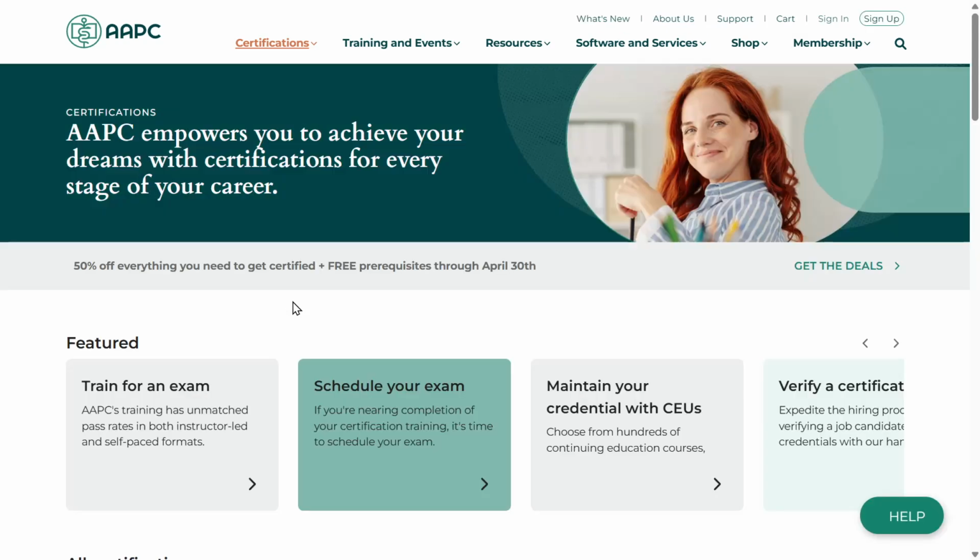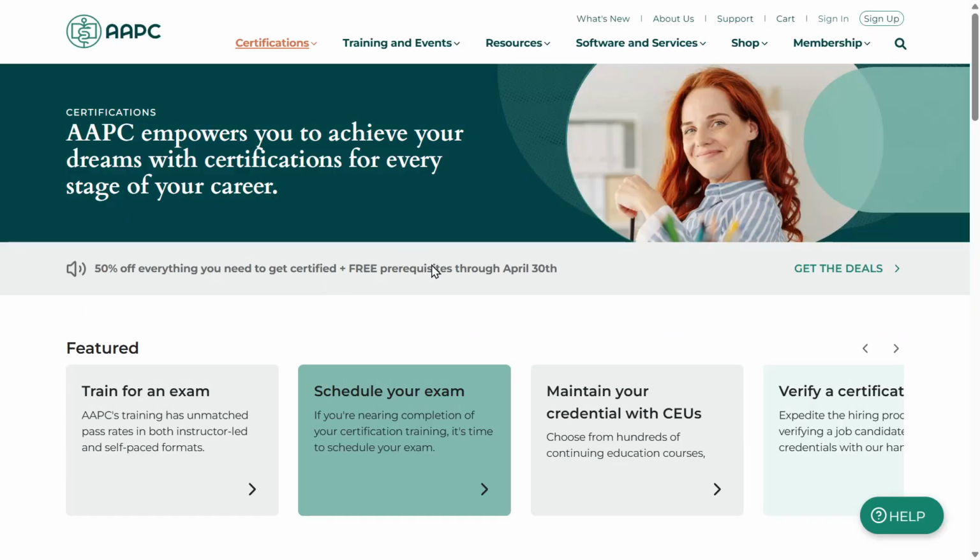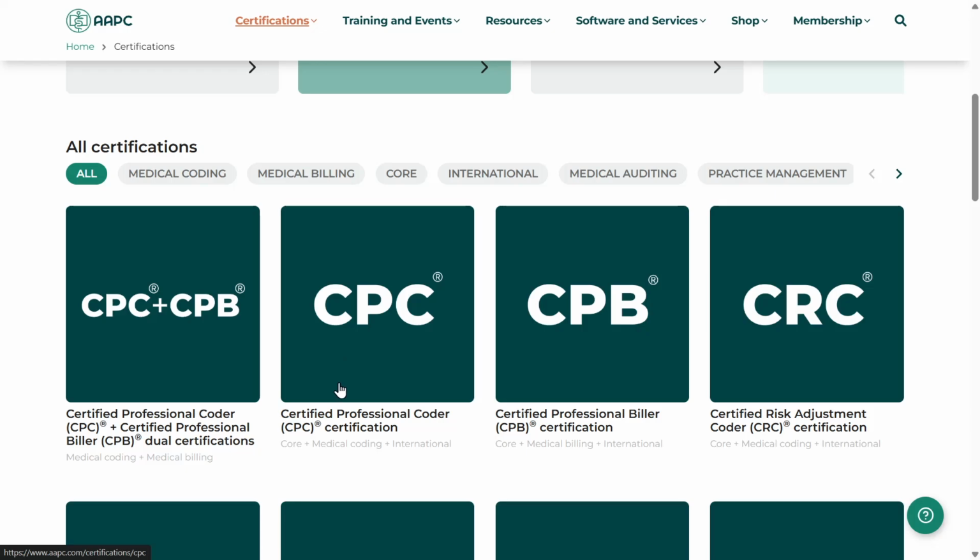Okay, so first, there are a lot of certifications like CPC, that is Certified Professional Coder. It's the most popular and it's mostly preferred by the freshers. Okay, so if you want a job in the medical coding industry, you have to do this CPC certification, as a fresher, to get a job.